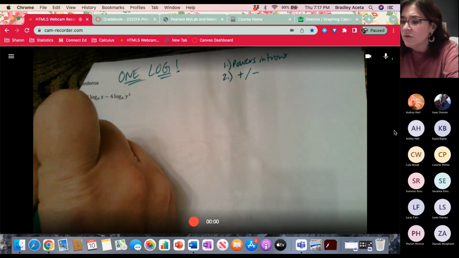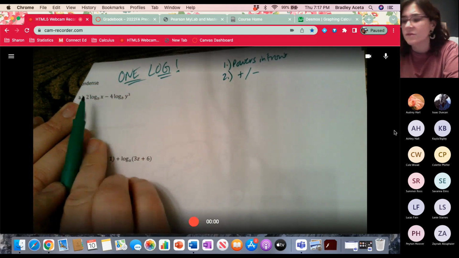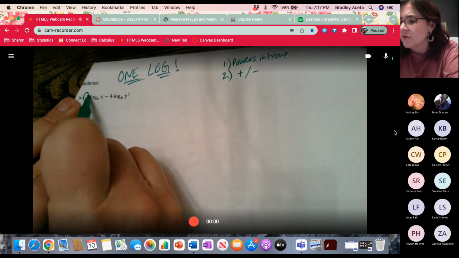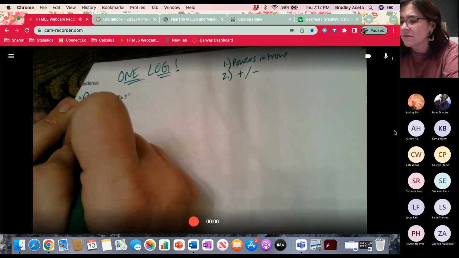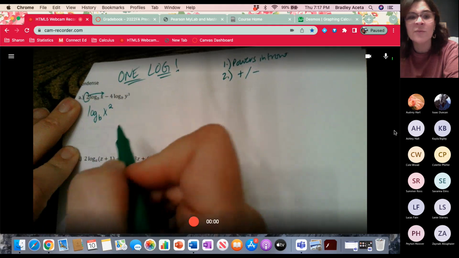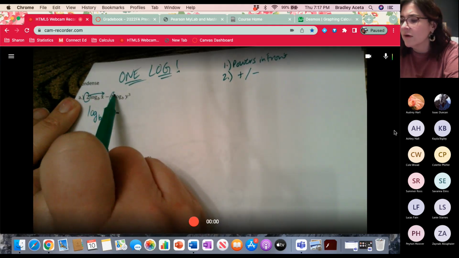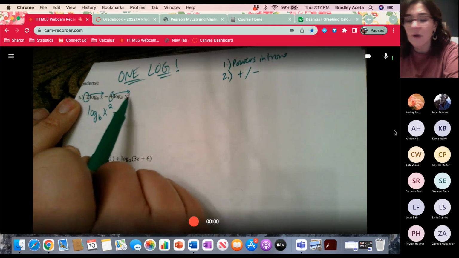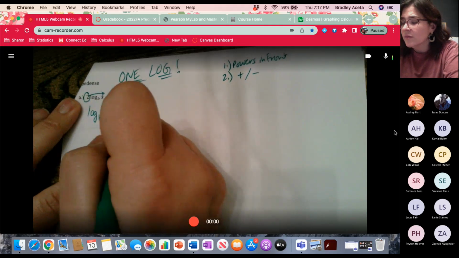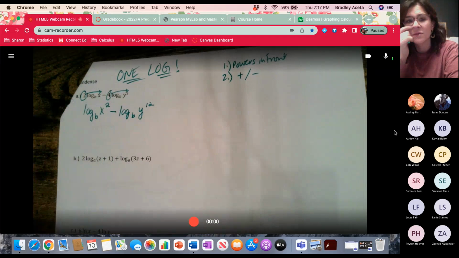So I see a 2 in front, and then over here, I see 4 in front. I'm going to take that 2 and make it the power of just the x. So this is log base b of x squared. Minus, I'm going to take that 4 and bring it up to the y cubed. Which really, that cube should have been brought down, but that's okay. Log base b of y to the now 12. 4 times 3 is 12.